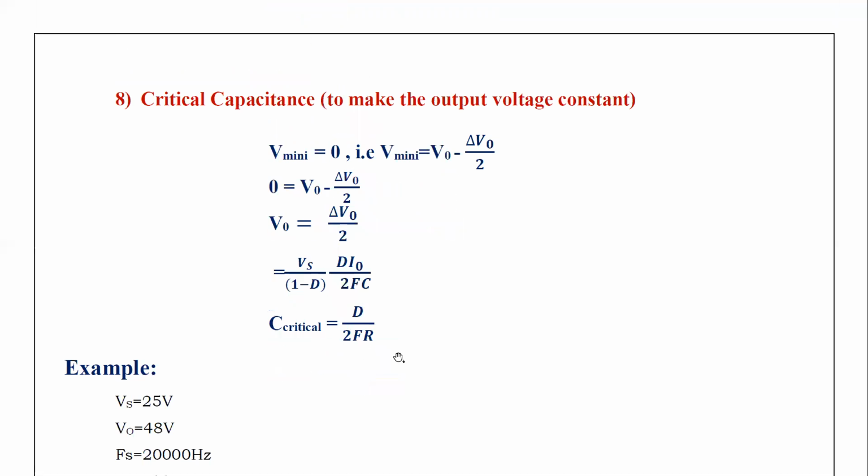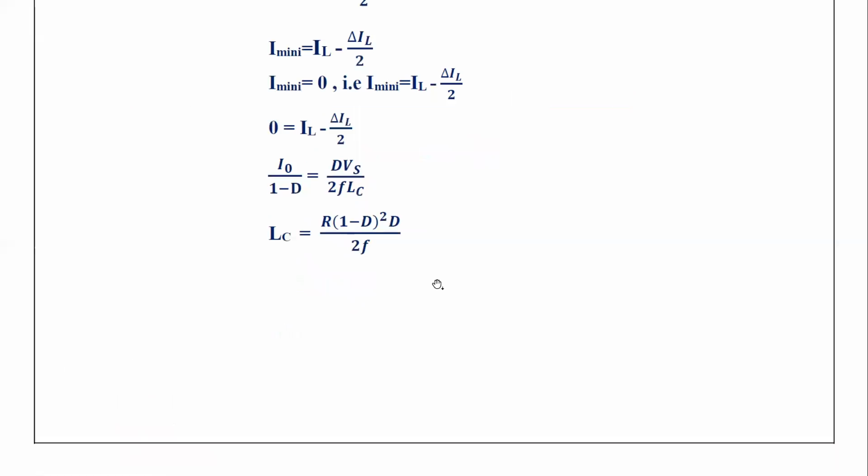Similarly, the critical capacitance value can be taken from the V minimum condition, which is equal to V naught minus delta V naught by 2. By equating it to 0, you will get the critical capacitance value. From that, V naught is equal to delta V naught by 2. From that, the critical capacitance can be calculated as D by 2FR. So these are the important parameters for the boost converter.